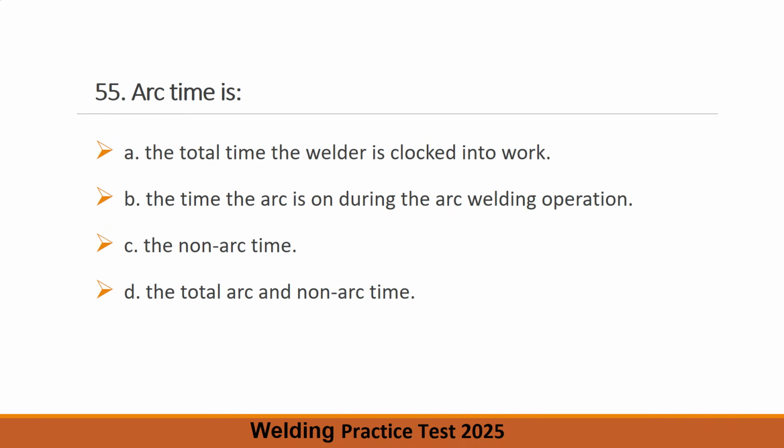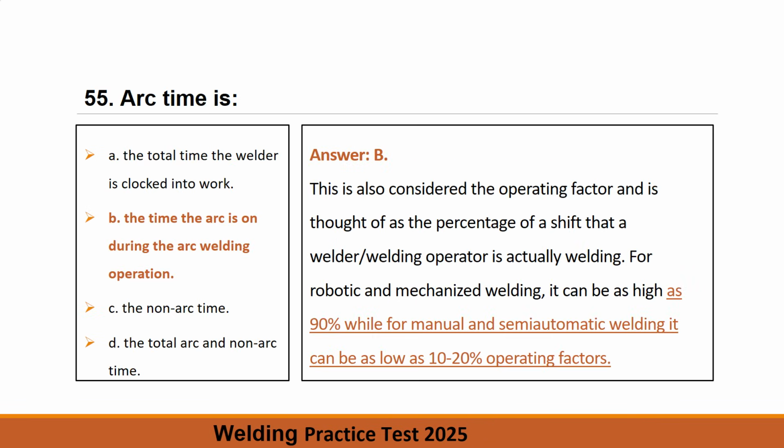55. Arc time is A. The total time the welder is clocked into work. B. The time the arc is on during the arc welding operation. C. The non-arc time. D. The total arc and non-arc time. Answer, B. This is also considered the operating factor and is thought of as the percentage of a shift that a welder or welding operator is actually welding. For robotic and mechanized welding, it can be as high as 90%, while for manual and semi-automatic welding it can be as low as 10 to 20% operating factors.